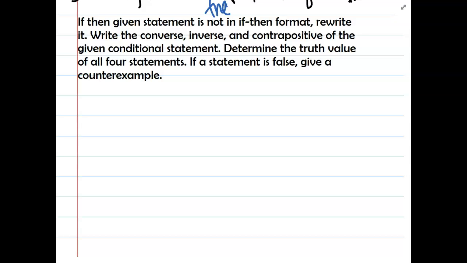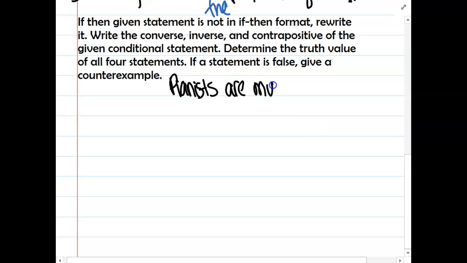So the statement we are going to do says pianists are musicians. Pianists are musicians. That's my statement. Okay, now first thing, is this in if-then format? No, it doesn't say if-then.